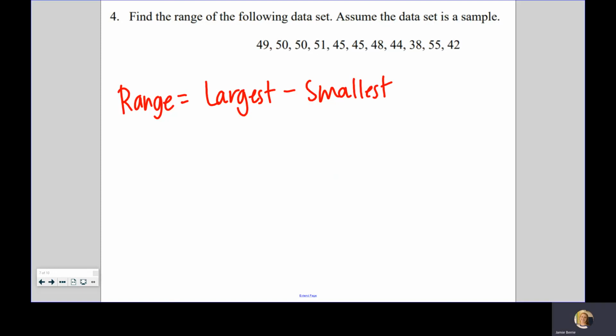All right, so what's our largest data value in this data set? Let's see, 55. And then our smallest one is 38. All right, so range is 55 minus 38. Let's see what that is. 55 minus 38 is 17. So that's the range.